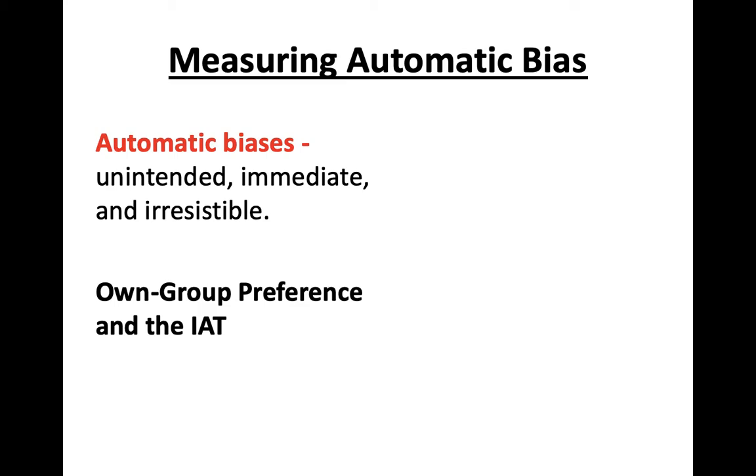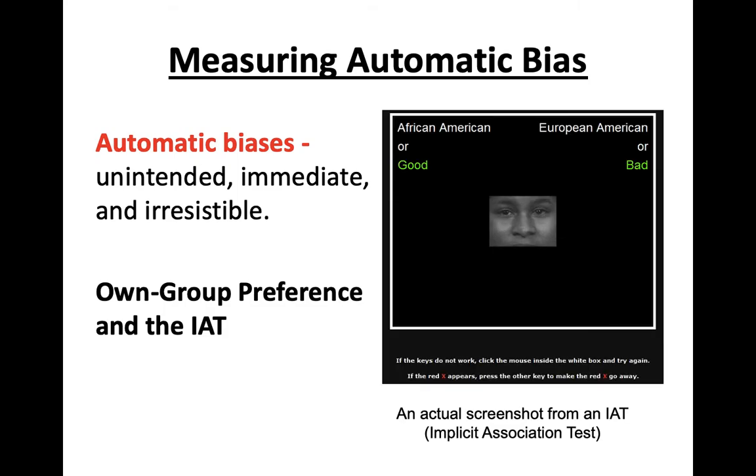However, there's an unfortunate consequence, which is because we prefer our own groups, we like other groups less. And this is problematic because it leads to prejudice and discrimination. So social psychologists have developed several ways to measure own group preference, with the most famous and widely used being the implicit association test, or IAT. Pictured here is an actual screenshot from the IAT. This one is designed to test a person's reaction time to an array of stimuli that are presented on the screen. This particular item is testing an individual's unconscious or implicit reactions towards members of different ethnic groups.